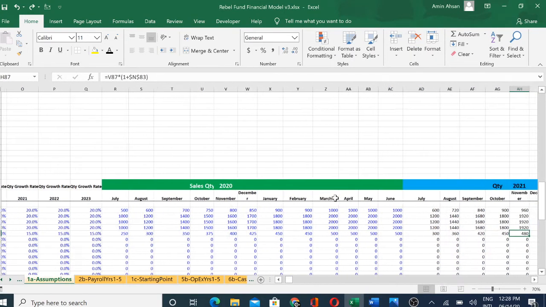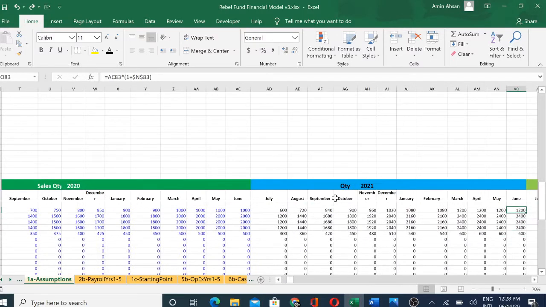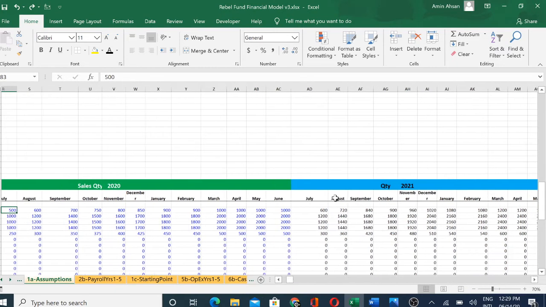You do not need to put anything else. All the formulas are entered in this sheet. You just need to change the blue font cells.